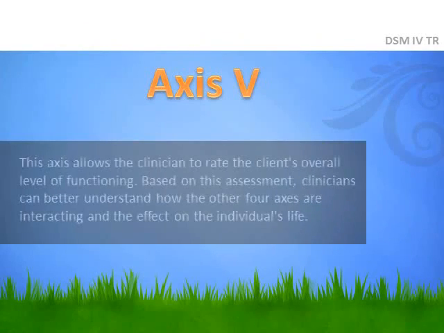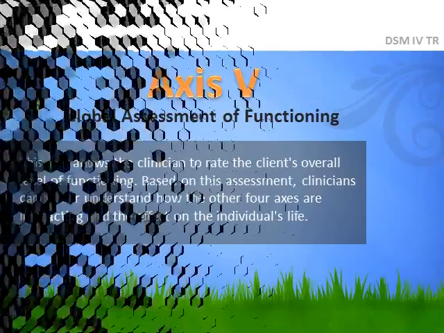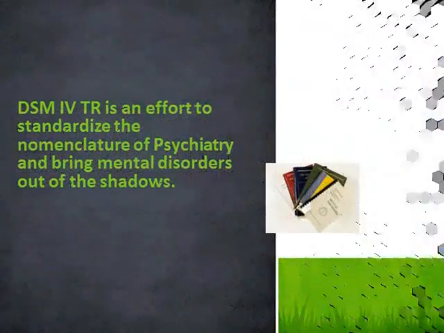Axis 5 is the global assessment of functioning, or called the GAF scale. This axis allows clinicians to rate the client's overall level of functioning. Based on this assessment, clinicians can better understand how the other 4 axes are being affected by the patient's lifestyle.